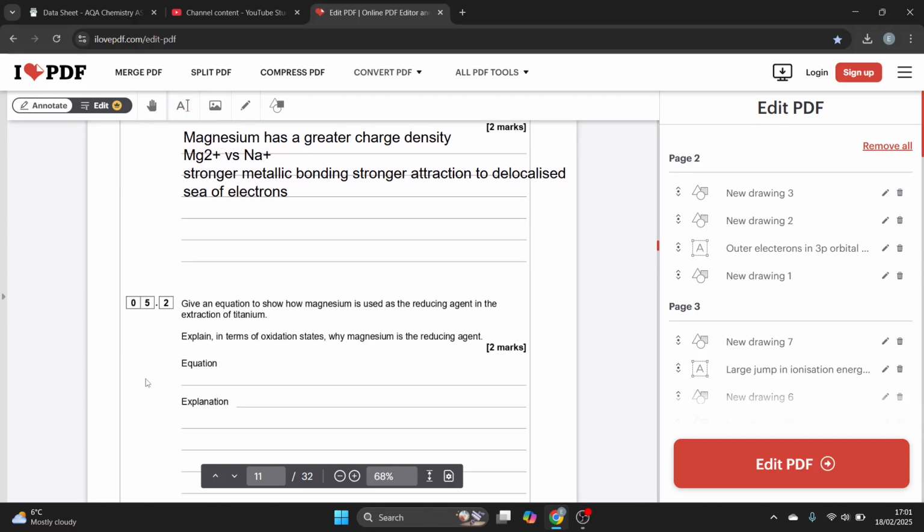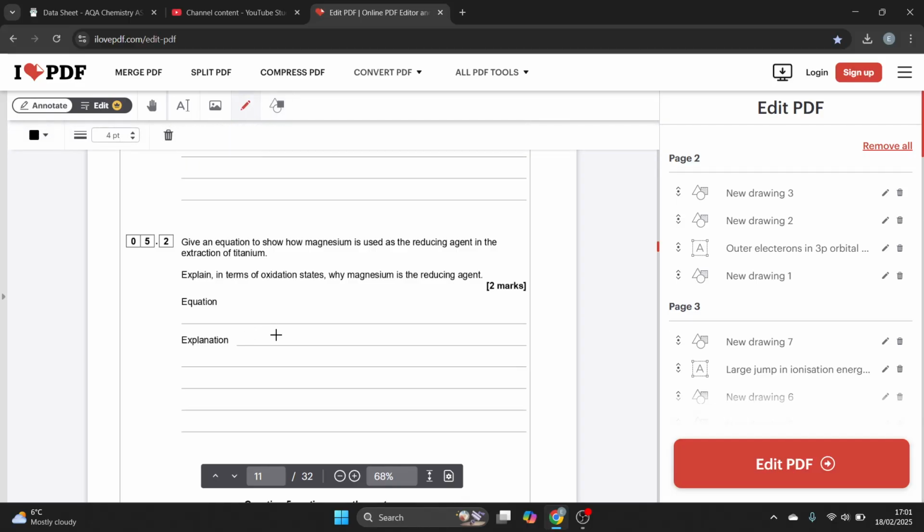Given the equation, show how magnesium is used as a reducing agent in the extraction of titanium. I know I'm going to form Ti solid plus 2MgCl2. It doesn't even ask me for state symbols, so I'll just cross them out. Why risk getting them wrong? So it's TiCl4 plus 2Mg. 2Mg plus TiCl4 to form Ti plus 2MgCl2.